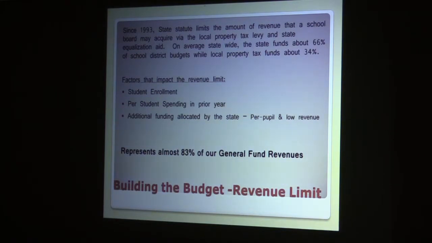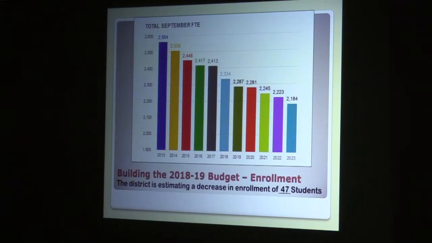It's basically two things: prior year spending and student enrollment. It's that simple. We can get into the formula and everything else, but just remember, student enrollment and prior year expenditures. Enrollment's the biggest piece of it.